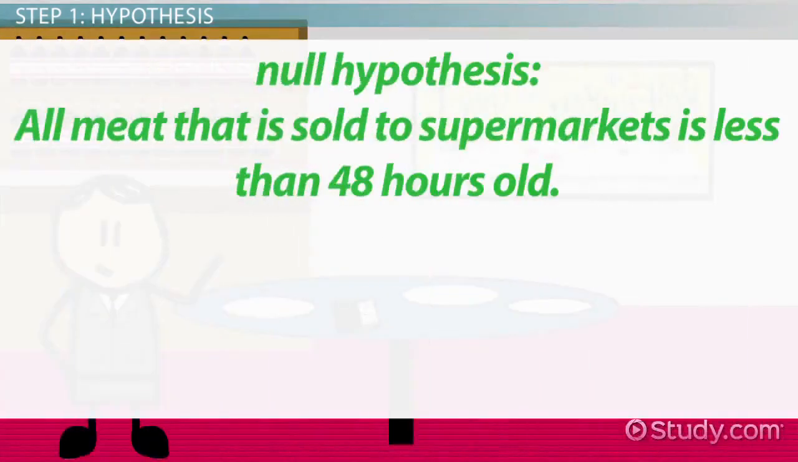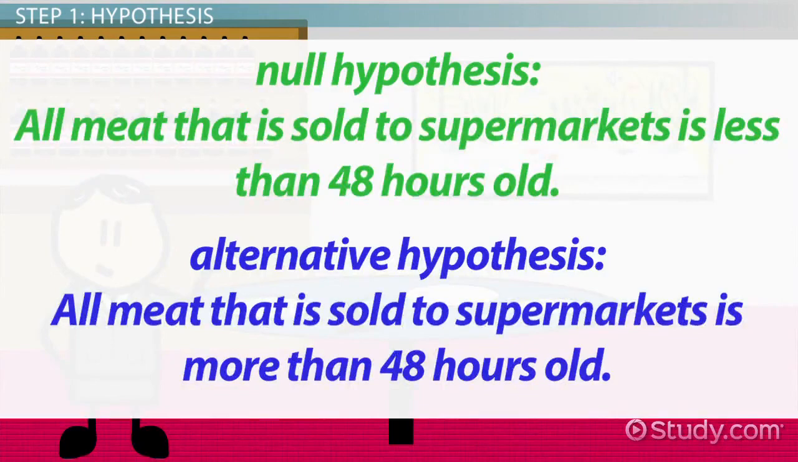What does Sam do here? Sam's null hypothesis is that all meat that is sold to supermarkets is less than 48 hours old. Sam's alternative hypothesis is that all meat that is sold to supermarkets is more than 48 hours old. As you can see, if the null hypothesis is false, then the alternative hypothesis is true.